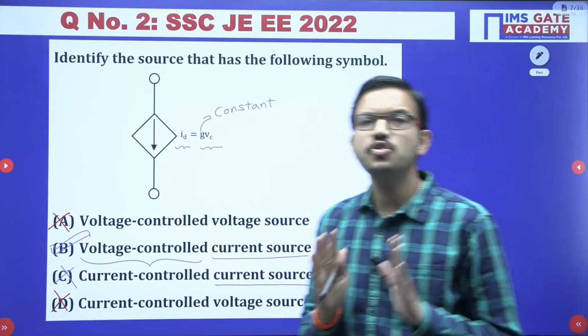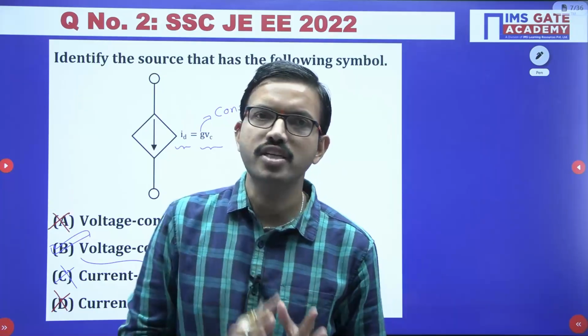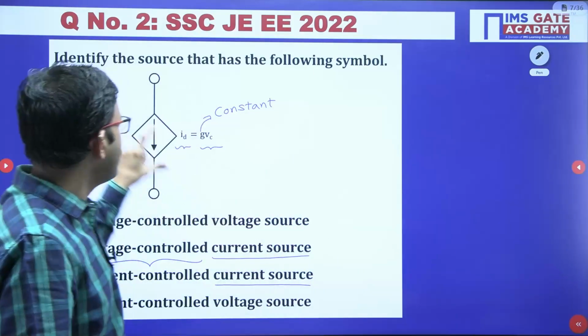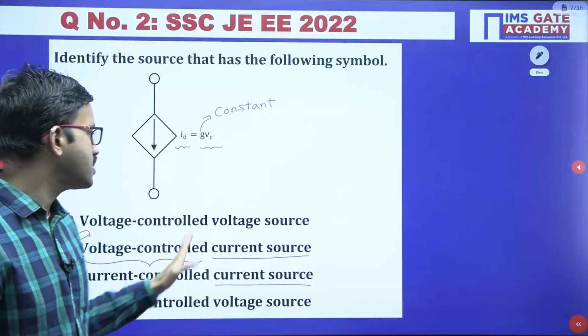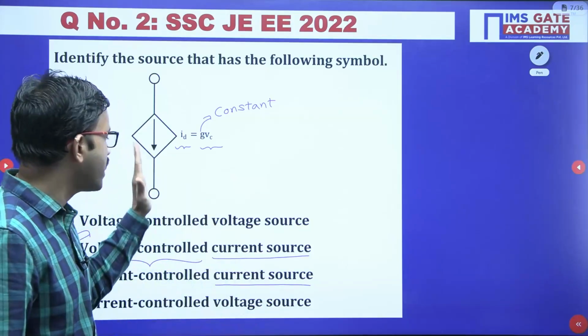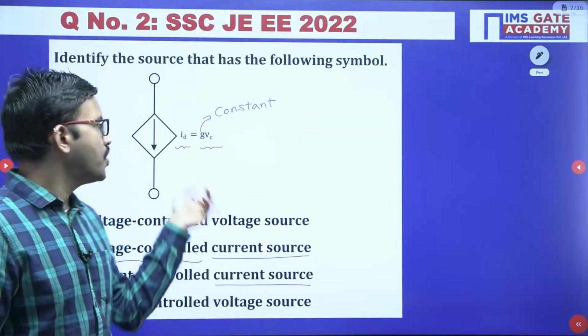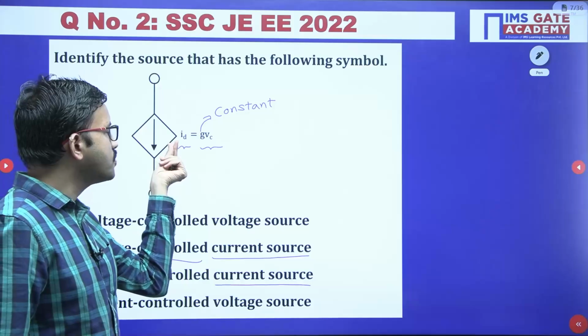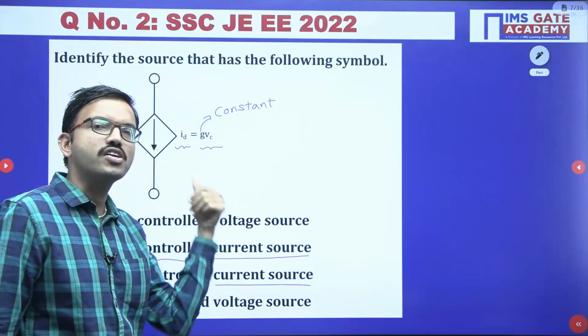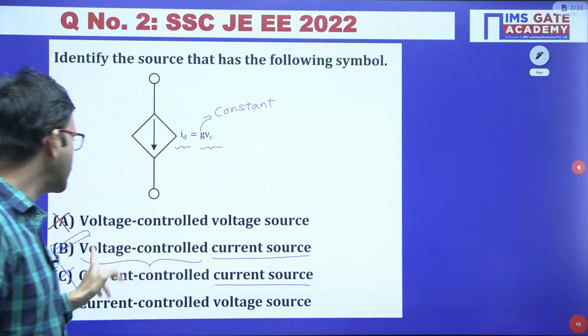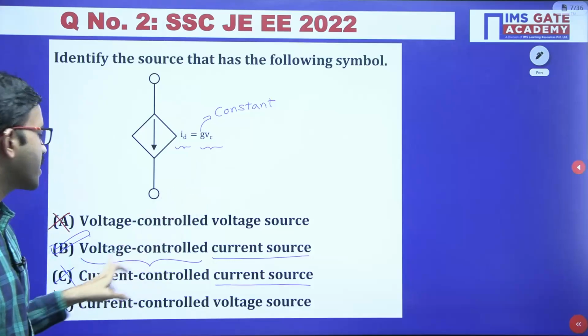In this way, don't get any confusion whether it is a voltage source or current source. Ultimately, it is based on the polarities. If you have polarities, it indicates a voltage source. If you have the arrow symbol, it indicates a current source. After that, whatever output you get, whether it is a function of voltage or a function of current: if it is a function of voltage, voltage controlled; if it is a function of current, current controlled.